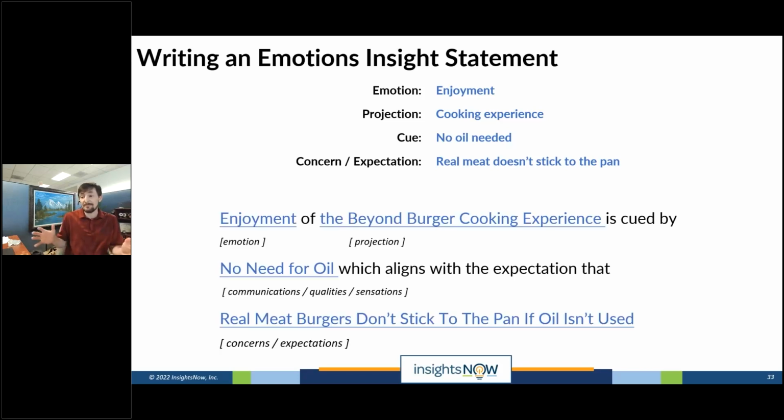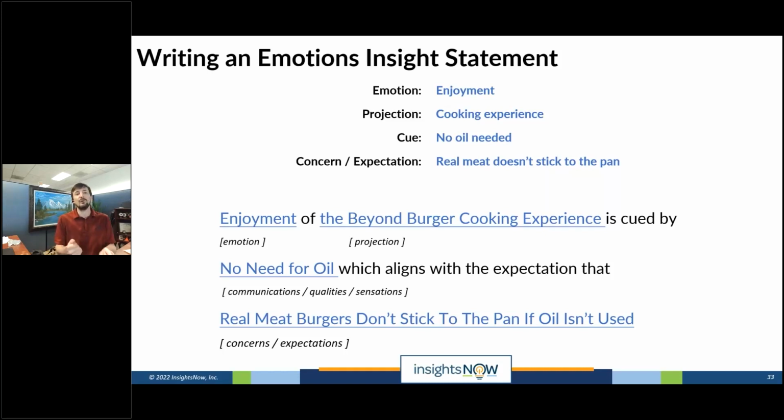So we can then put this into that rubric and say: enjoyment of the Beyond Burger cooking experience. Remember, this one's not just a product, so we'll talk about the experience as a whole. So the Beyond Burger cooking experience is cued by no need for oil, which aligns with the expectations that real burgers don't stick to the pan if oil isn't used. So we can put this now. Could you have crafted this statement in a different way? Absolutely.